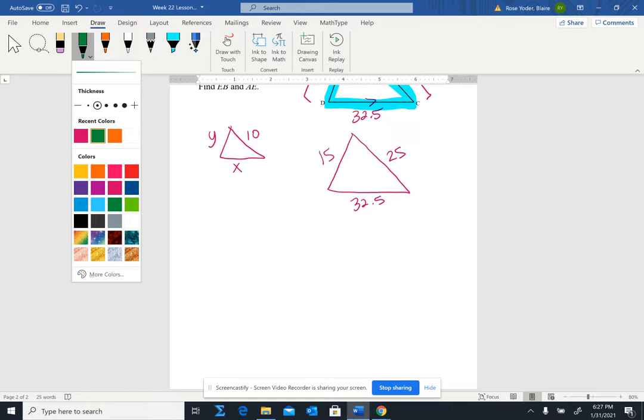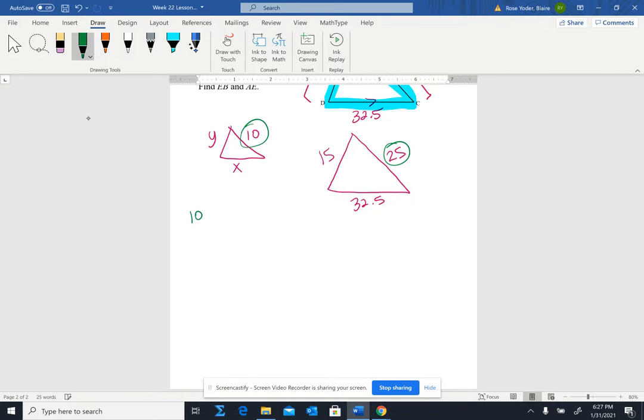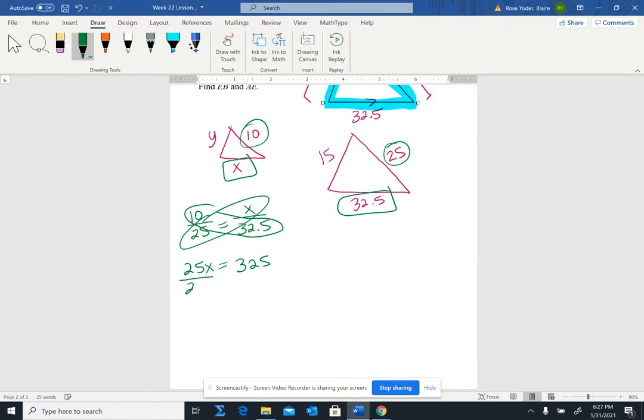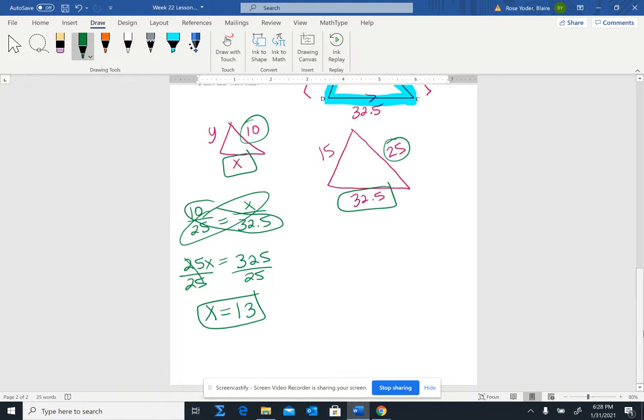And finally, we will set up our proportions, or you can use scale factor. So the 10 and the 25 match up, so I'm going to use those two. And then I'm going to go X and 32.5. So 25X equals 10 times 32.5, which is 325, and then I divide. And that's 13. In the actual problem, it didn't say find X though. Remember, it said find EB, so it would actually be better to say EB is 13.